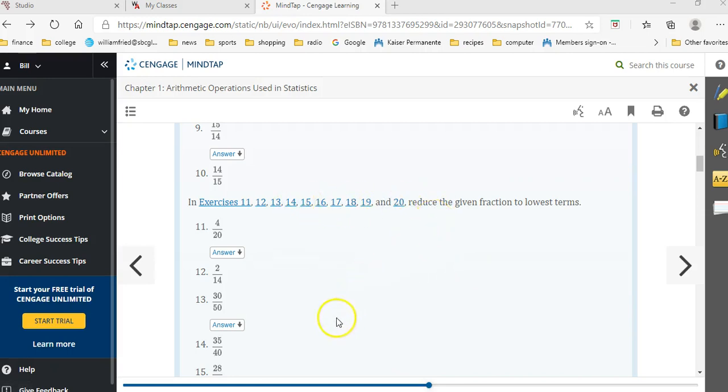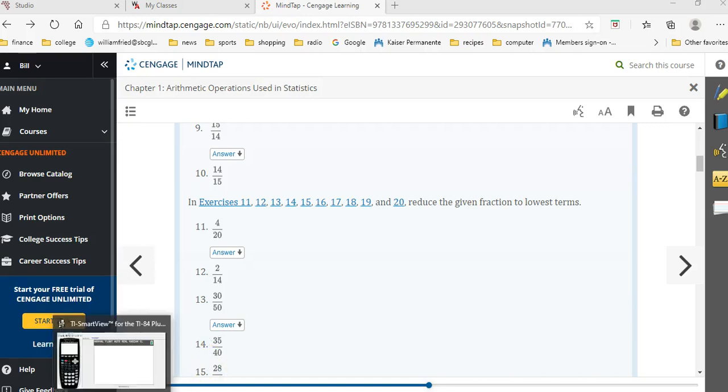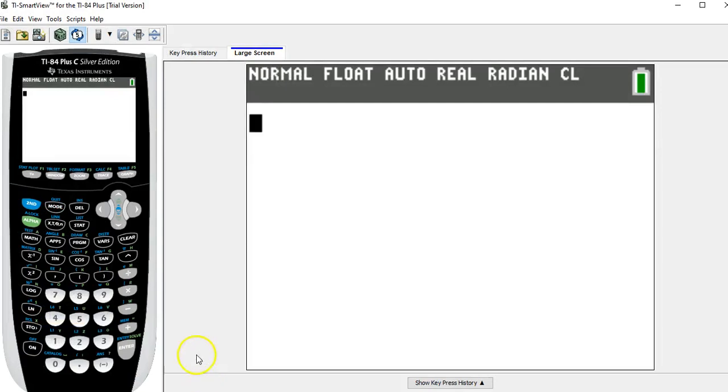So for the first example, this is in the homework on this section. I'm going to take this example, say 35/40 reduced to lowest terms. Typically, the way of doing that is to find the greatest common factor and divide the top and bottom by the greatest common factor, but we can do that on the calculator in the following way.